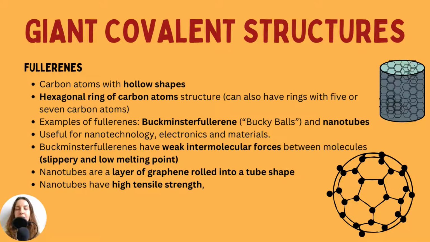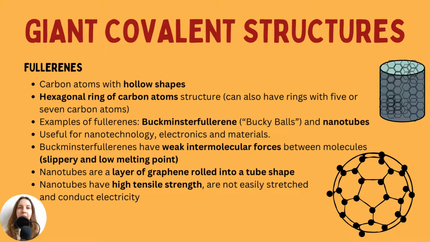Both of these have uses in electronics, in nanotechnology, but also in other industrial uses as well, like medicine. One thing you need to be aware of in terms of the actual structure of both, like I say, is that they're both hollow. They can form hexagonal rings of carbon, but they can also have a pentagon shape. They can even have heptagon shapes as well, which have either 5 or 7 carbons respectively.